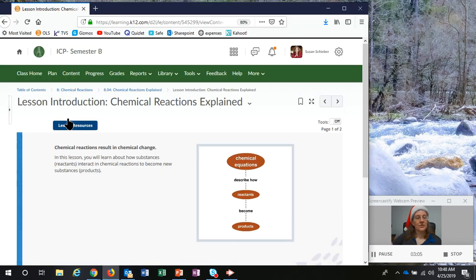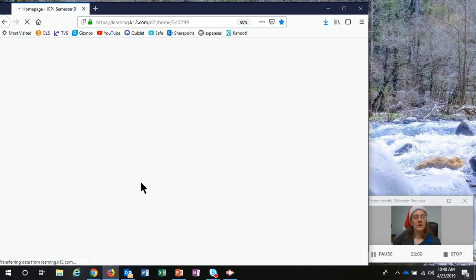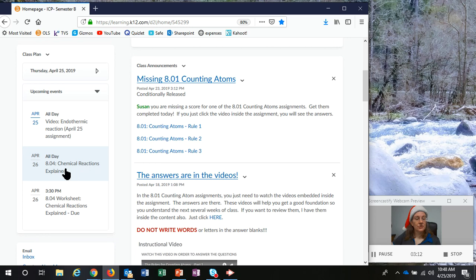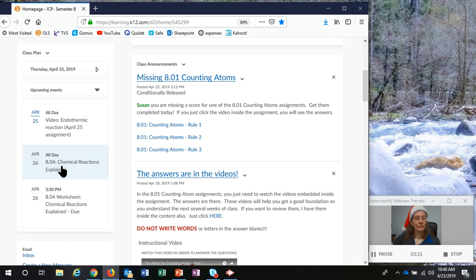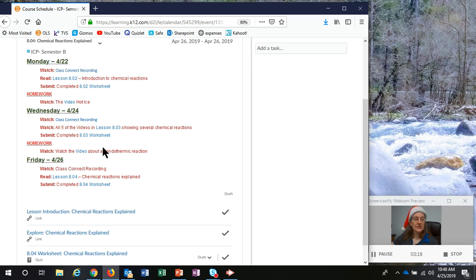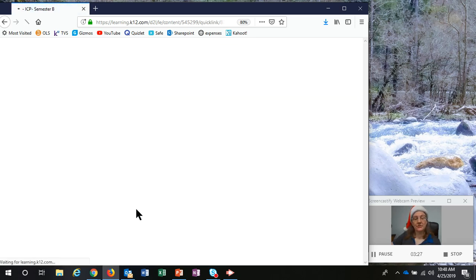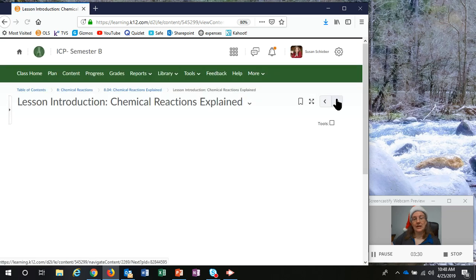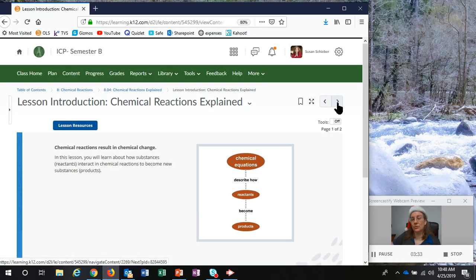And let's take a look at how to get to that. When you are on the home page, you go into today's lesson plan, the 8.04 chemical reactions. When you click on that, it tells you that Friday you need to read lesson 8.04. I would suggest just click on that, and that will take you to the first page of the lesson. And as you read each page and click next, when you're done with the lesson, you'll get to the worksheet. That's where it is. So just click on the lesson, read through it, then you'll get to the worksheet, and you'll answer the questions, and that will be what you need to do for today.